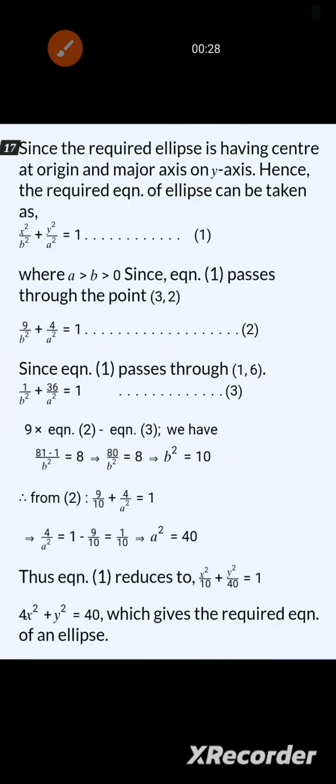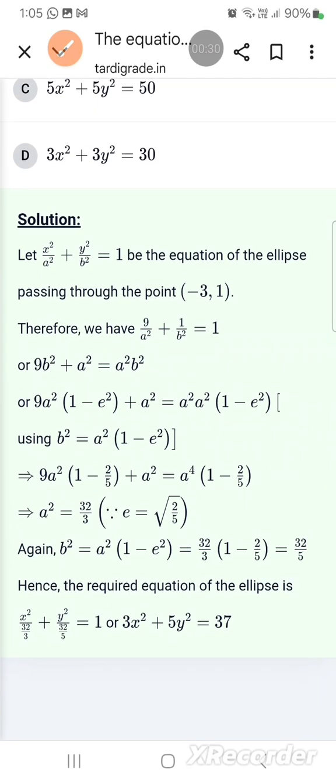Sum number 17: we need to find the equation of the ellipse whose center is at origin, major axis is on the y-axis and passing through the points (3, 2) and (1, 6). Now here it is mentioned that the major axis is on the y-axis, so the equation should be in the form x square by b square plus y square by a square is equal to 1. Now let's see how to solve them.